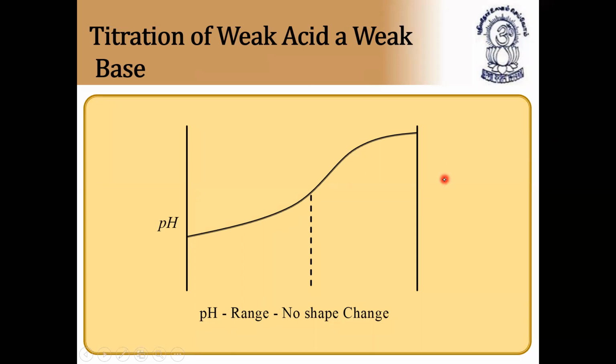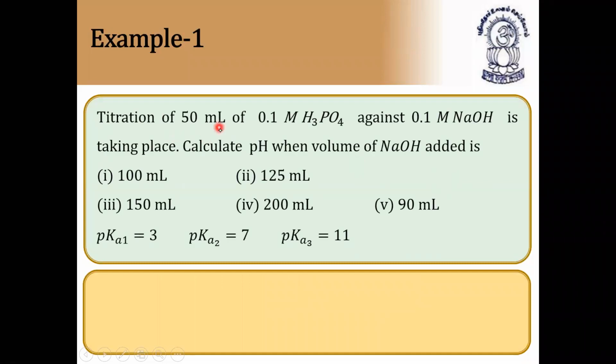Now, titration of 50 ml of 0.1 molarity H3PO4 against 0.1 molarity NaOH solution is taking place. Calculate the pH when the volume of sodium hydroxide added is 100 ml in the first case, 125 ml in the second case, 150 ml in the third, 200 ml in the fourth, and 590 ml in the fifth. In all the cases, pKa1 is equal to 3, pKa2 is equal to 7, pKa3 is equal to 11. So for phosphoric acid, they have given pKa1 as 3.